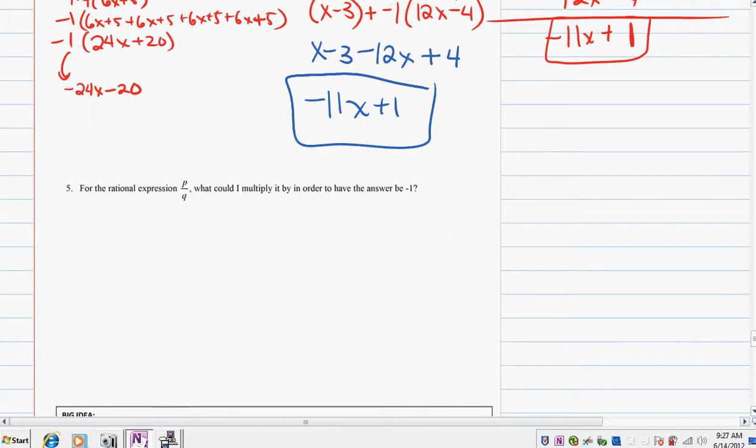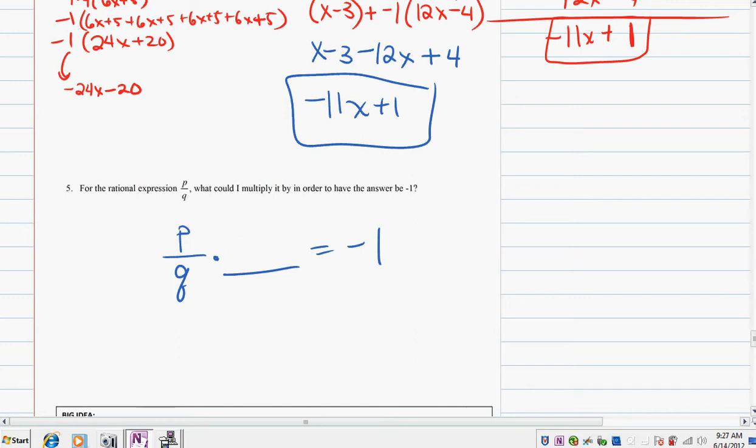For the rational expression, what could I multiply this by in order to have the answer be negative 1? So I'm saying p over q times what equals negative 1? Well, I know it has to be negative, assuming p and q are positive, which I don't know, but it doesn't state anything, so it needs to be negative something or other. But what would I need to multiply it by to get that?